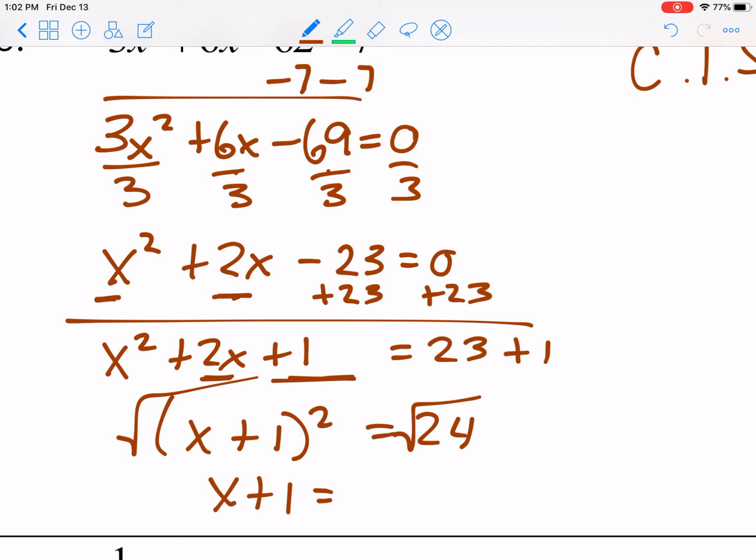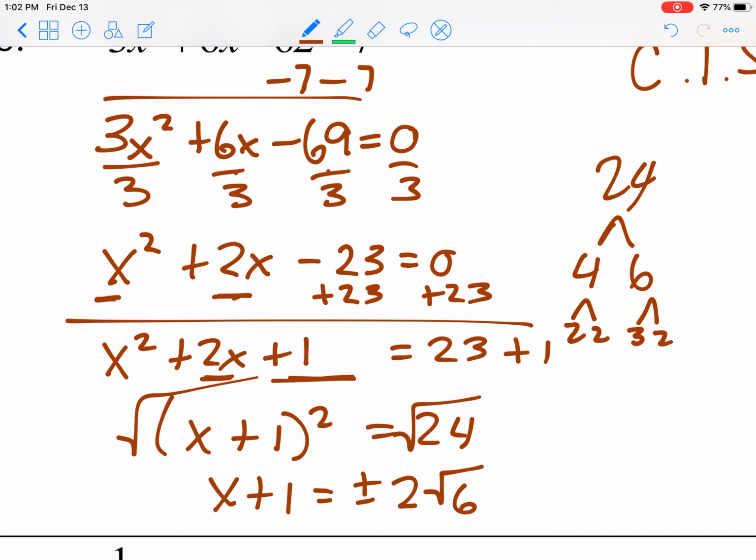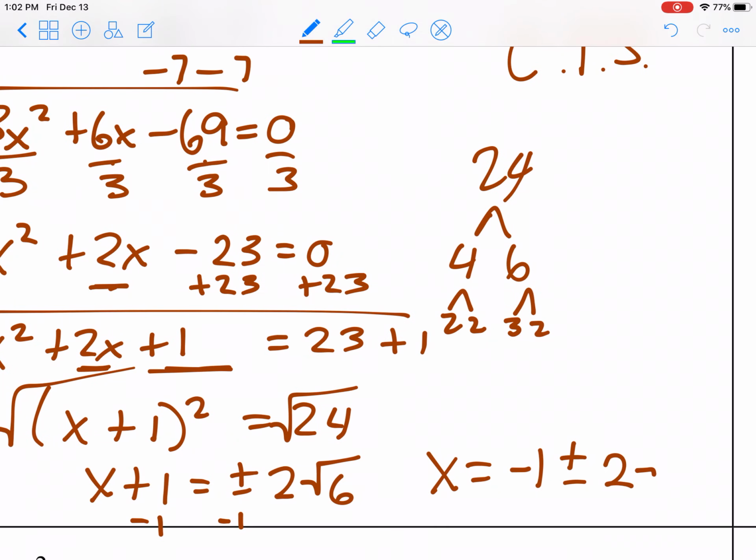I get x plus 1 equals plus or minus, let's see, 24 divides into 4 and 6. 4 is a perfect square. 6 is 3 times 2, not a perfect square, so we're going to get 2 root 6. One last step to get x alone, I need to subtract 1. So this will look like x equals negative 1 plus or minus 2 square root 6.